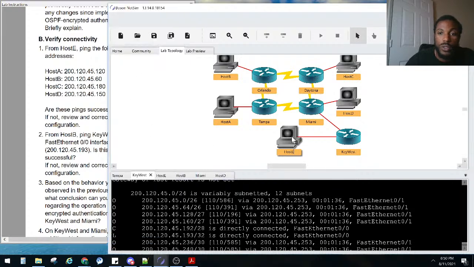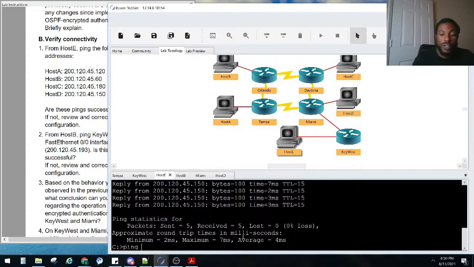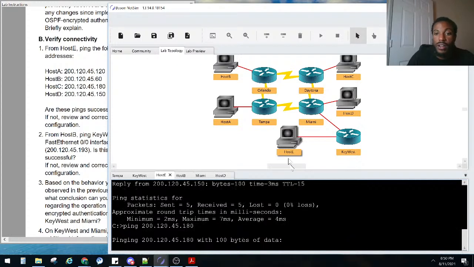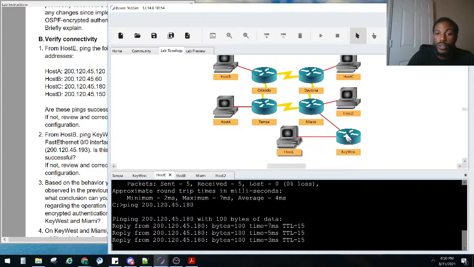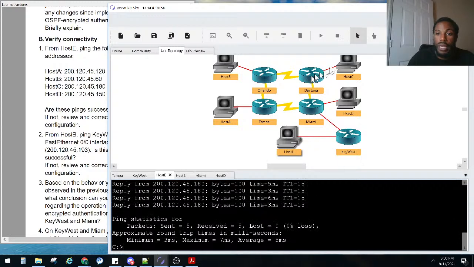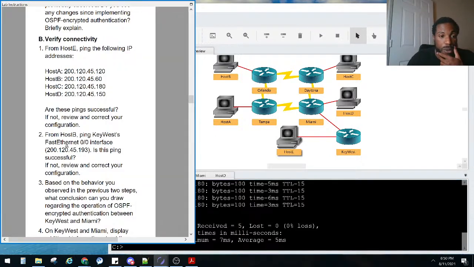So we'll do ping 200.120.45.180. Right. So basically I had host E go through the router, go through this OSPF neighborship, and ping 180, which is host C, that guy right there. So I pinged him from there. It might have taken another route, but most likely it took that route. We could do a trace route to C, but who cares.